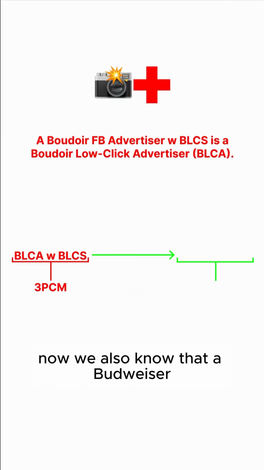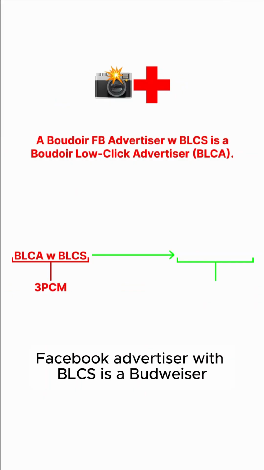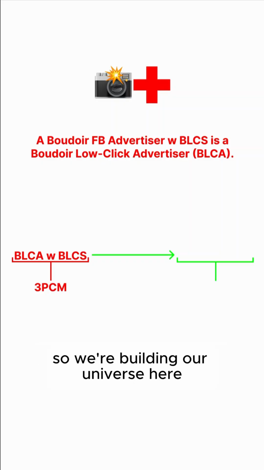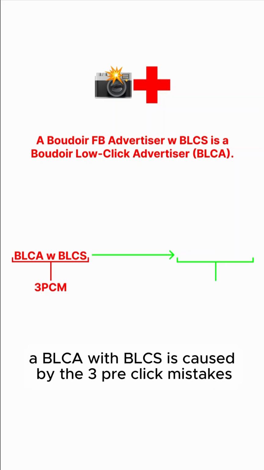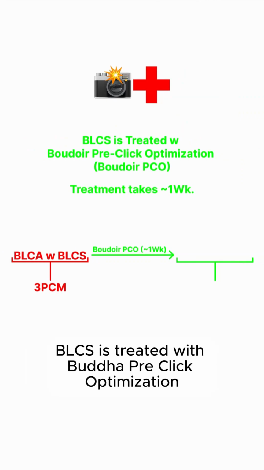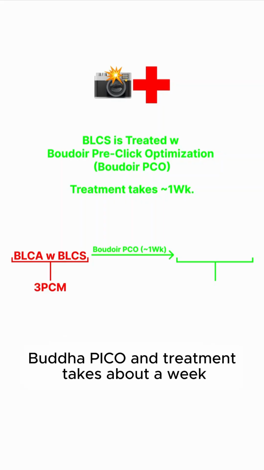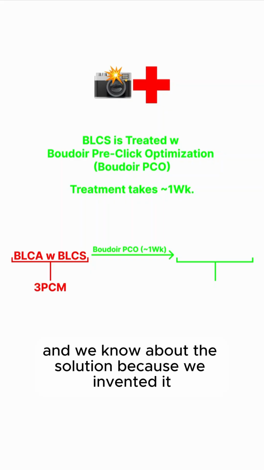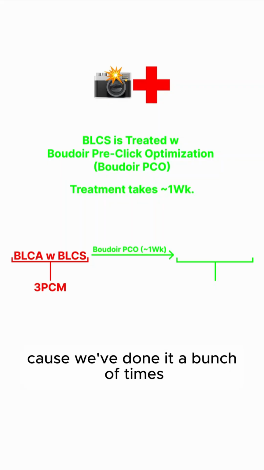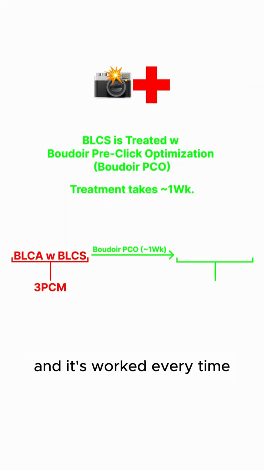Now we also know that a Boudoir Facebook advertiser with BLCS is a Boudoir low-click advertiser, a BLCA. So we're building our universe here. A BLCA with BLCS is caused by the 3 pre-click mistakes. Now we do have a solution. There is a solution to solve this. BLCS is treated with Boudoir pre-click optimization, Boudoir Pico, and treatment takes about a week. And we know about this solution because we invented it. Can't get this anywhere else. And we know it works because we've done it a bunch of times, and it's worked every time.